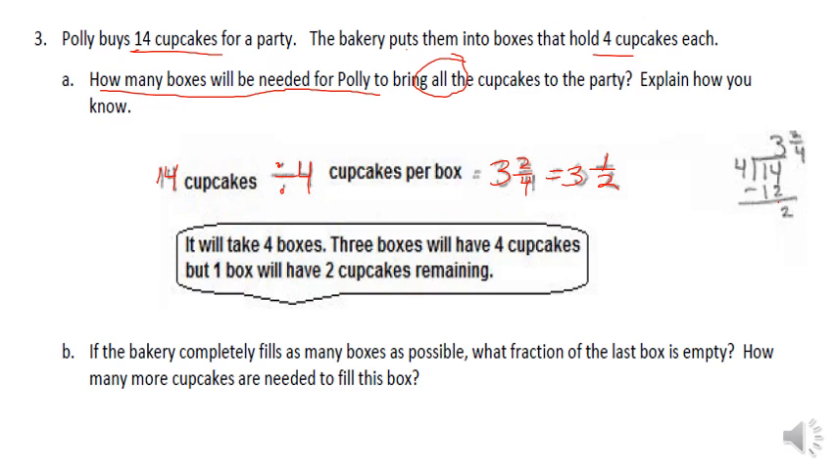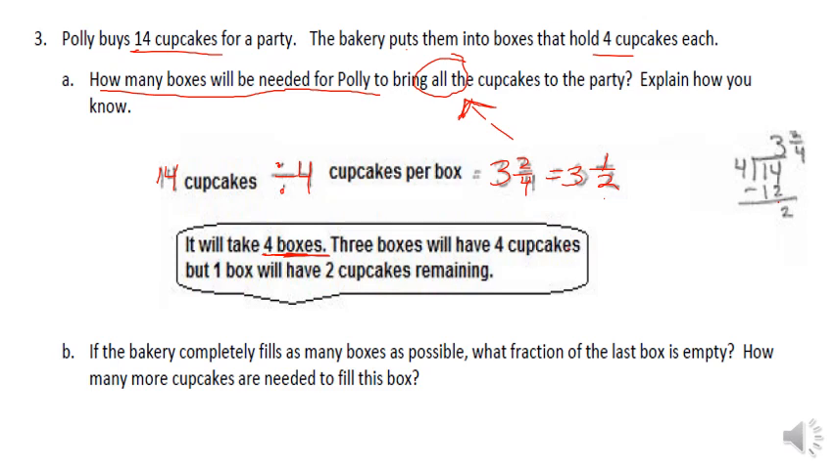Now, if you look at their explanation down there, it will take 4 boxes. So if you put the answer of 3.5 down and left that as your answer, you would be wrong. Because that's where this key word right here said all. Because in order to get all the cupcakes, because you still had half a box, even though you're not going to fill it, you would have to get that extra box to take all the cupcakes. So the correct answer would have been 4 boxes.